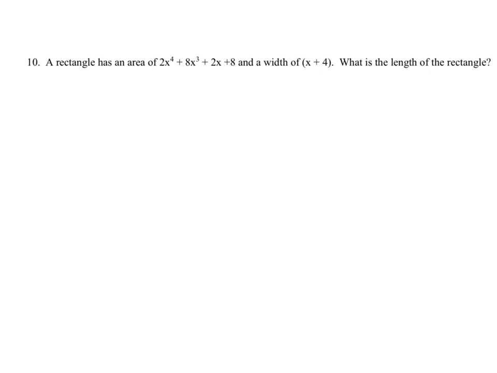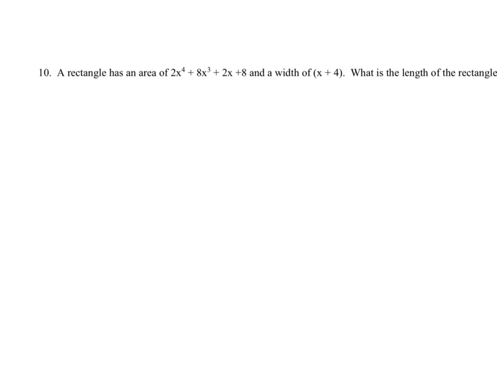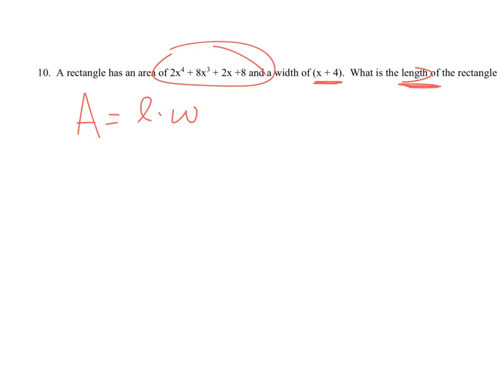This says the rectangle has an area and a width of x plus 4. They want you to find the length. We know that area equals length times width. So we know that this times the length, whatever it is, gets you the area. So to get this, I'm going to divide this by this, because if I want the length, I would have to divide the area by the width.